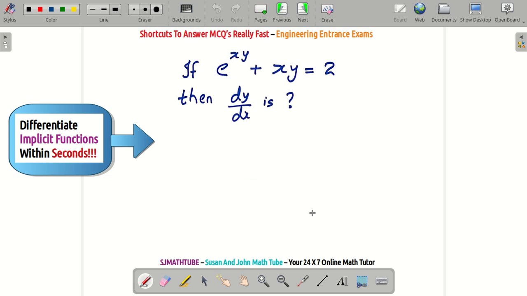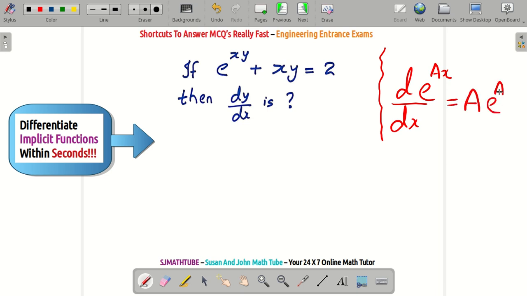So here we go. The question is, if e to the power xy plus xy is equal to 2, what is dy by dx? But before we start, I'm going to ask you one question. What is the derivative of e to the power ax, where a is a constant and x is a variable? Yeah, that will be a into e to the power ax. I'm sure you know this result. And we have a very beautiful implicit function.